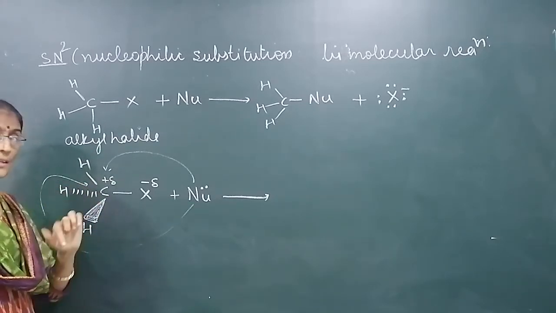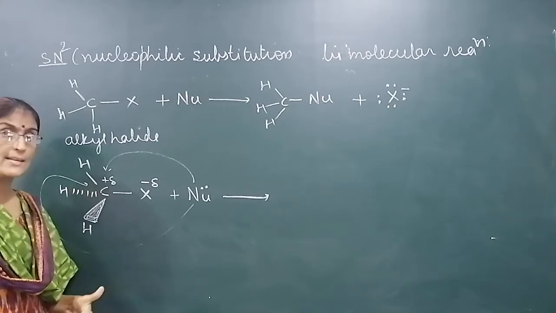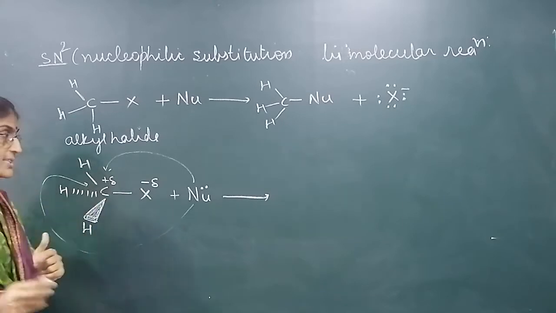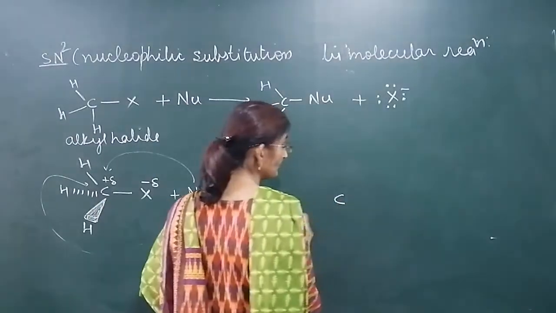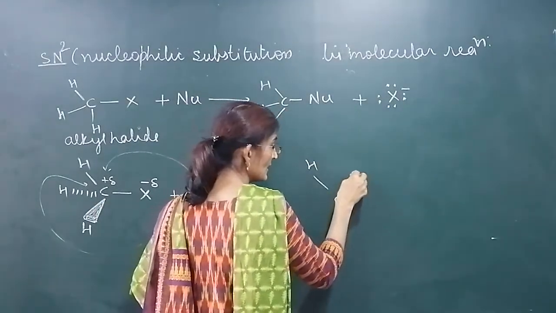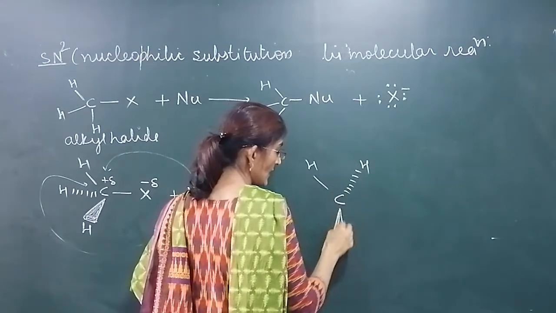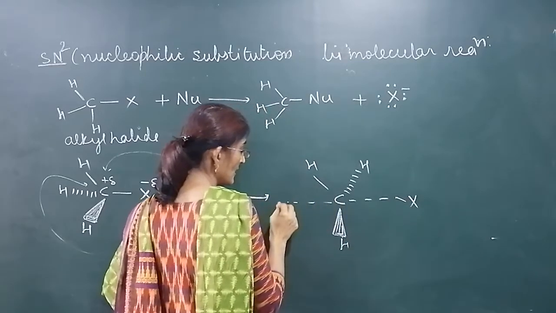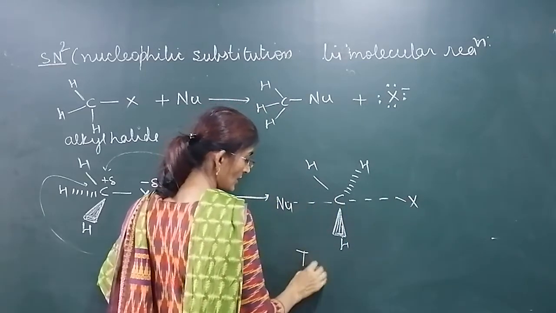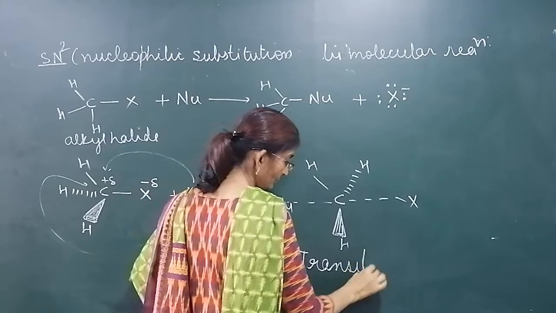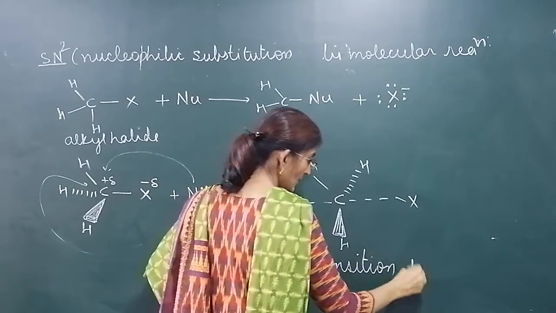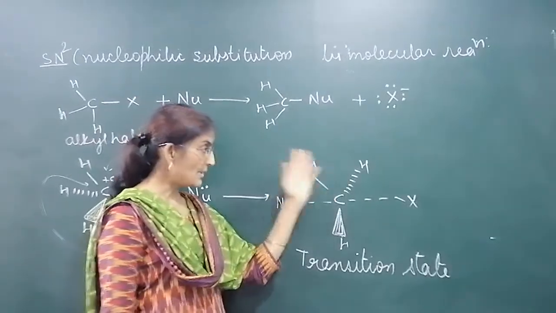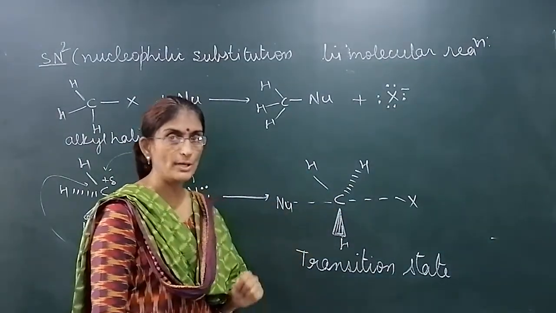Clear? So when it attacks from the back side of this carbon, one state is achieved that is called transition state. This way. This is H. This is another H. This is also one H. Here it is X and here it is nucleophile. This is called transition state. It is not an intermediate. It is just one state achieved that is called transition state, in which carbon has 5 bonds, so it is highly unstable.